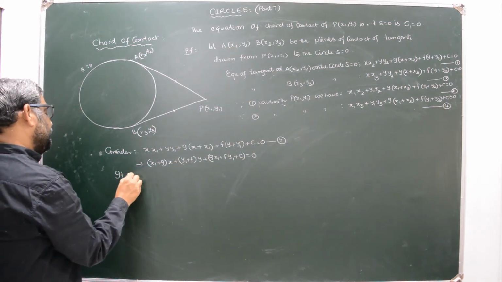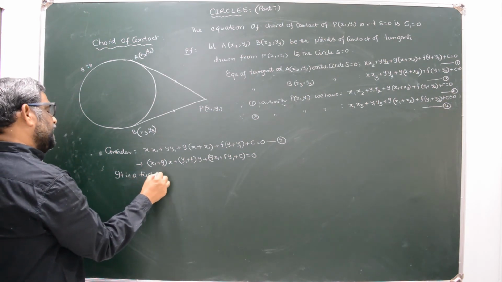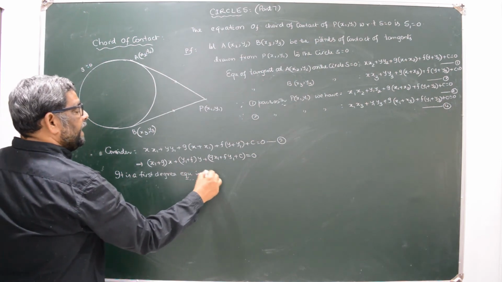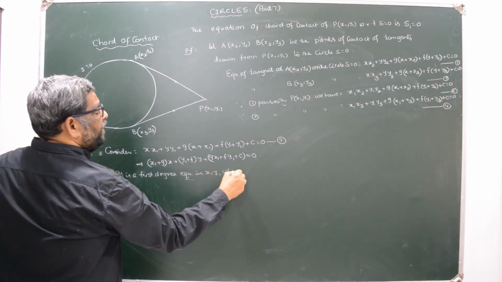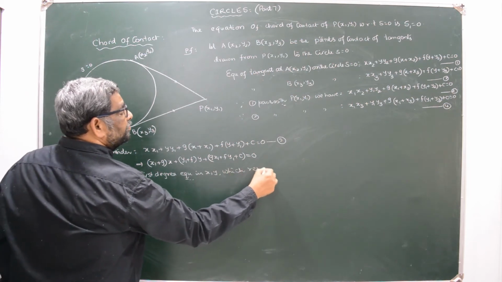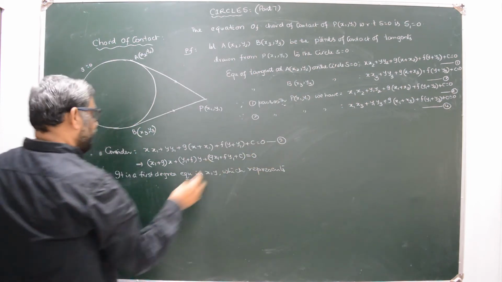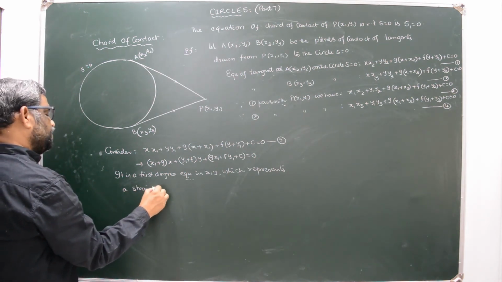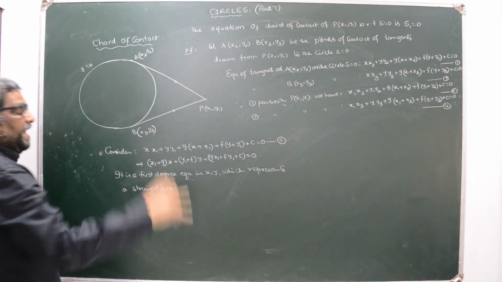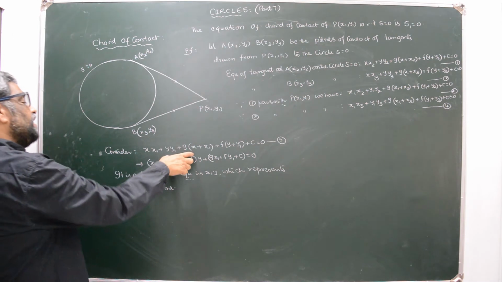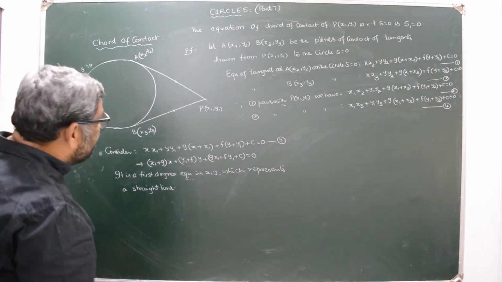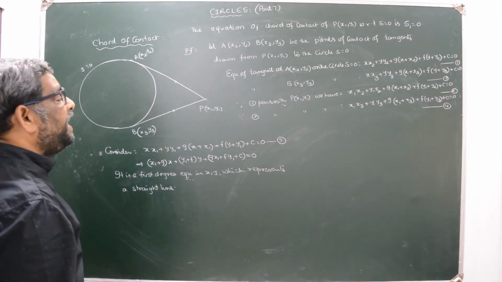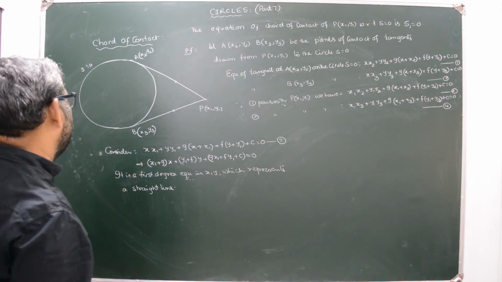So it is a first degree equation in x comma y, which represents a straight line. So this fifth equation is representing a straight line. Now we will see whether the fifth equation is passing through A and B or not.